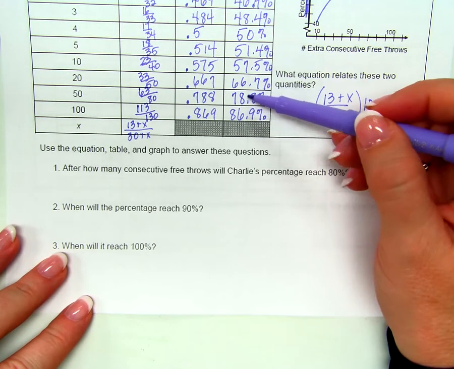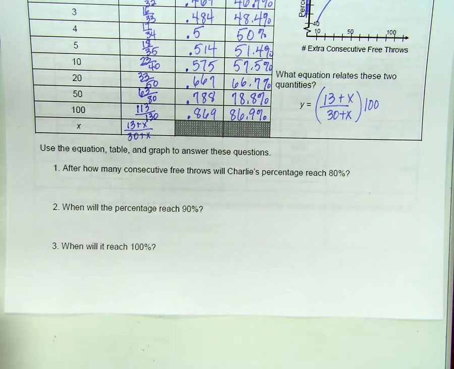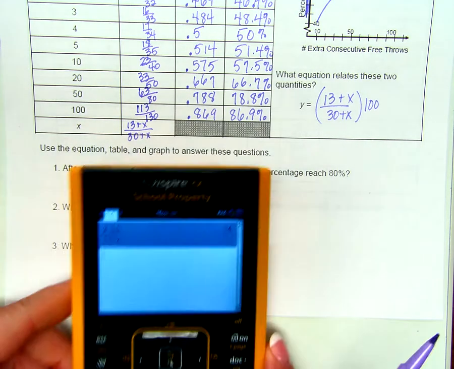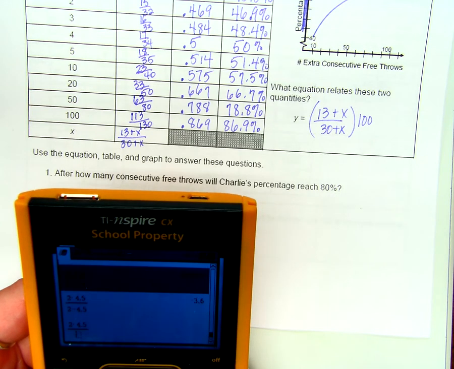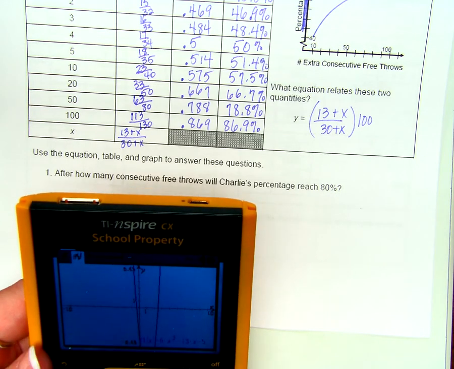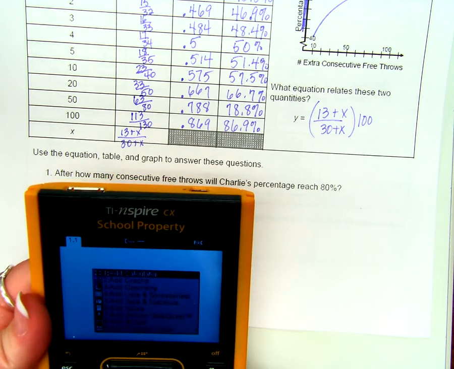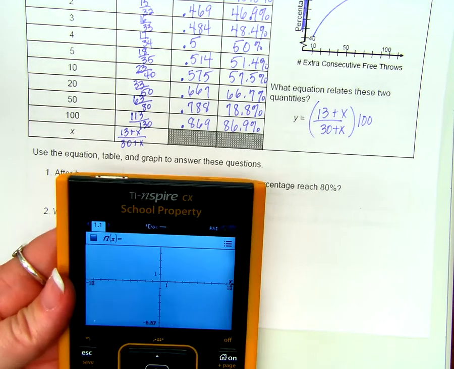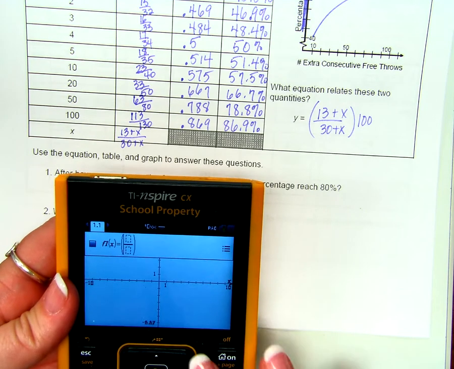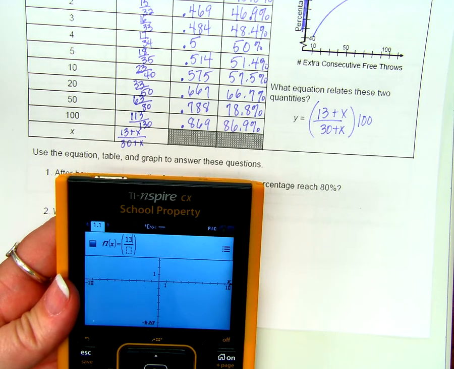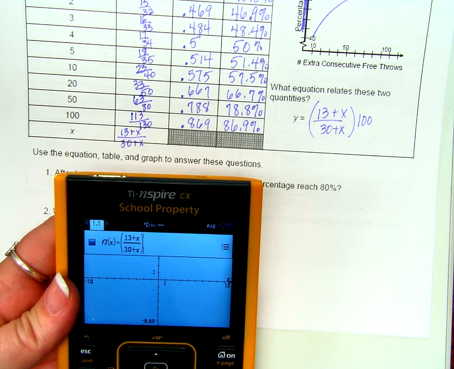So on the chart it says 78 here and 86 here, so we know it's somewhere between what? 50 and 100. Okay? So I'm going to go in my calculator. Oh, where'd it go? Great. It's not here. Okay, home, new document. No, I don't want to save my old one. I just had it. I apologize for that. So I'm going to go ahead and put in my fraction. I'm going to put it in a parentheses. And I'm going to say 13 plus x over 30 plus x. And I'm going to multiply that by 100.